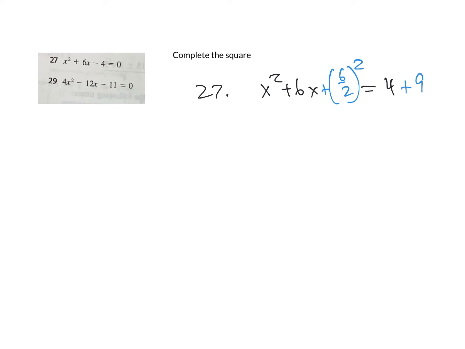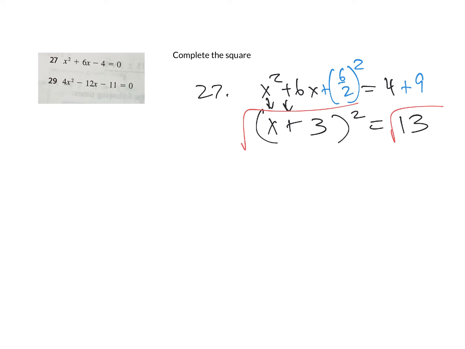And now we rewrite the whole thing here and put x in that position plus, and then 6 over 2 is 3. b over 2 always goes in that position. All right, so now we take the square root, and we get x plus 3 equals plus or minus the square root of 13. Subtract the 3. Negative 3 plus or minus the square root of 13. That's the answer for 27.